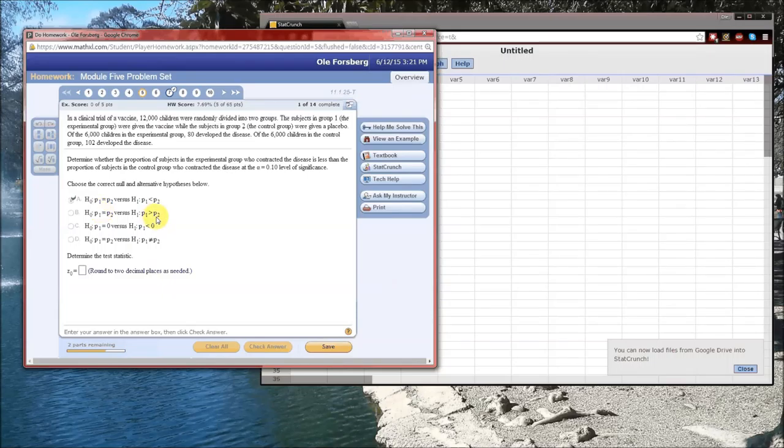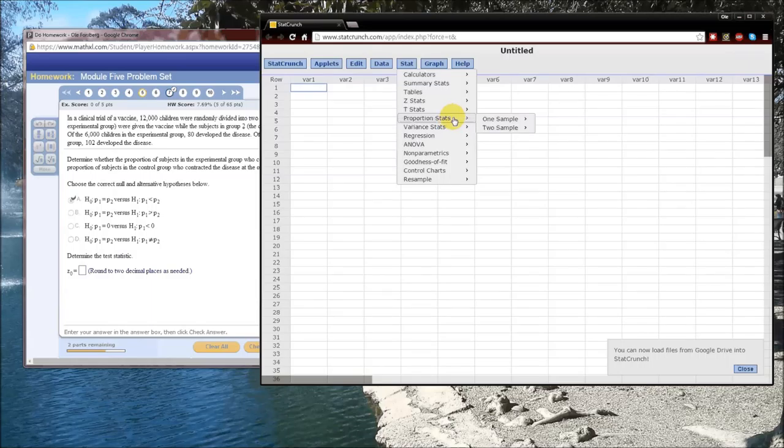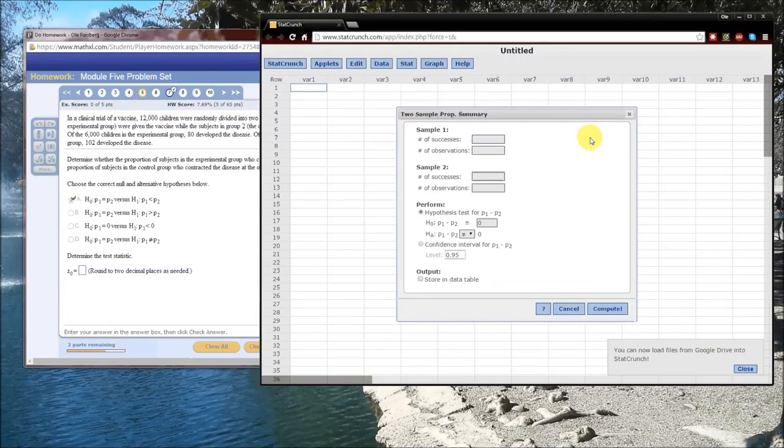So let's go into Stat, Proportion Stats, because we're dealing with proportions, two-sample. We don't have the data, but we do have summaries of the data. So we'll click on with summary. So sample 1, there were 80 successes out of 6,000. Sample 2, there were 102 successes over 6,000.